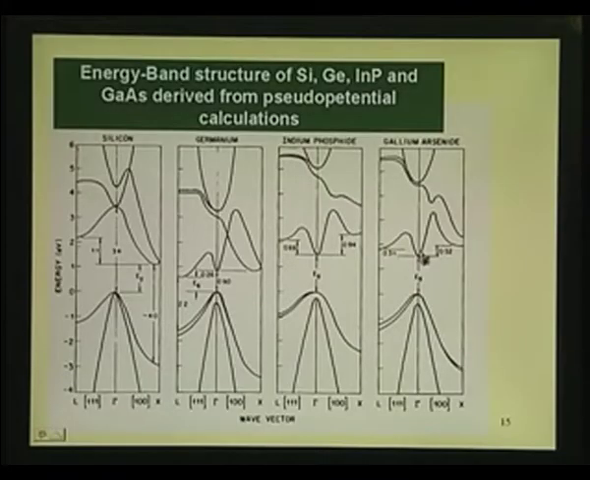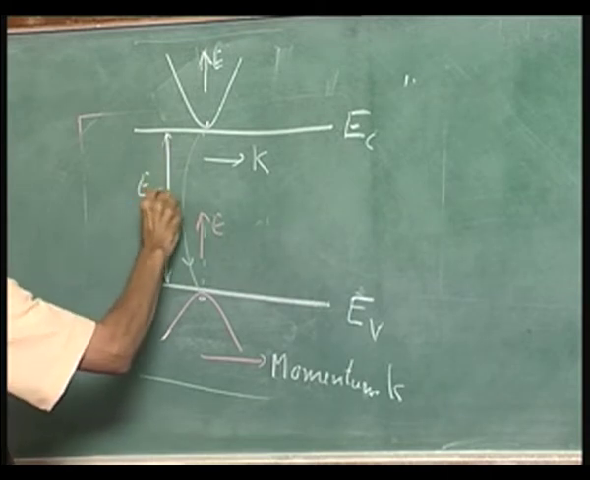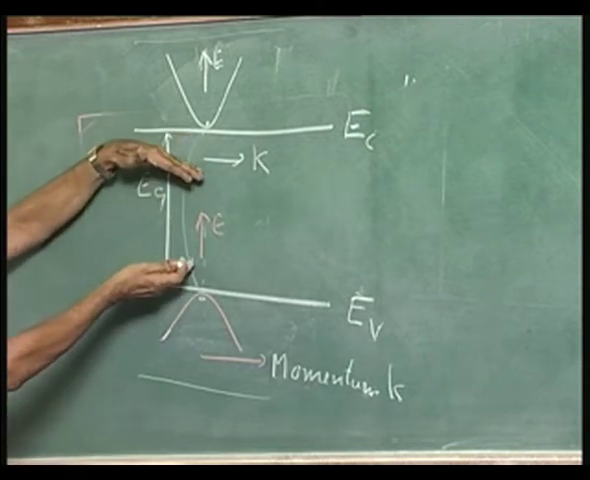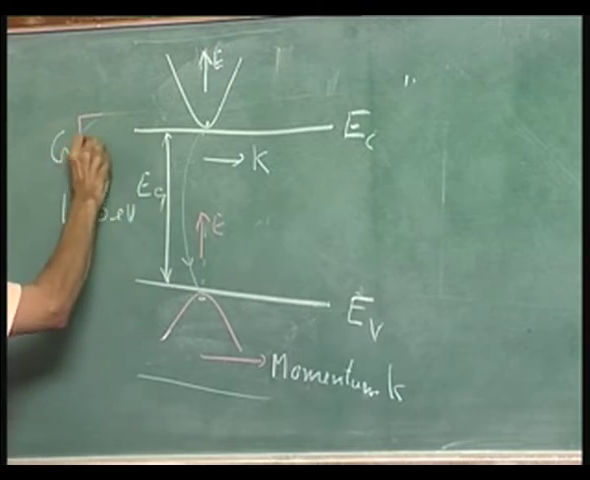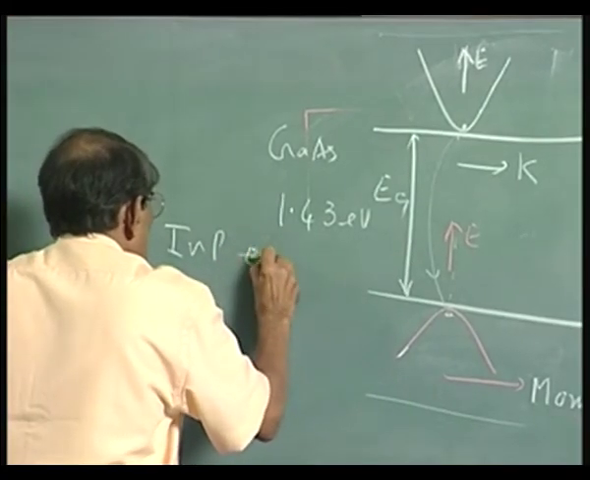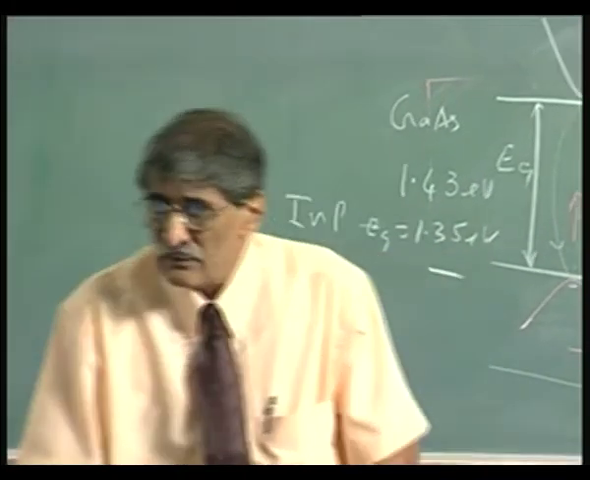Whereas, if you take say indium phosphide for example, minimum there, maximum here. So, this also has the same value. So, the gap from here to here, what is that? That is the Eg. Similar diagram for indium phosphide, only difference is this is smaller. For gallium arsenide, Eg is 1.43 electron volts. For indium phosphide, Eg is 1.35 electron volts. Okay. So, that is the situation here.